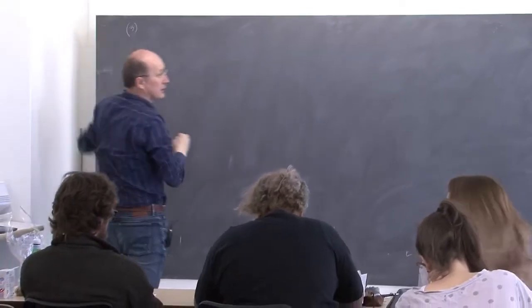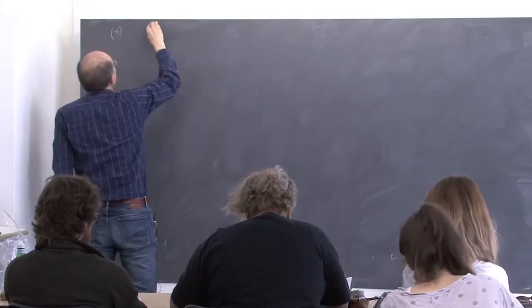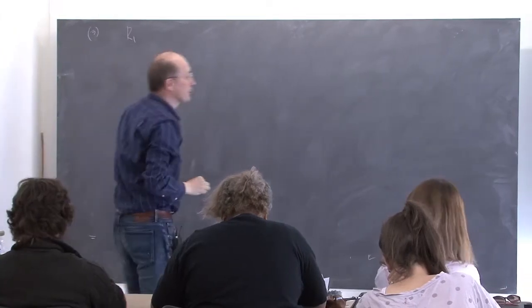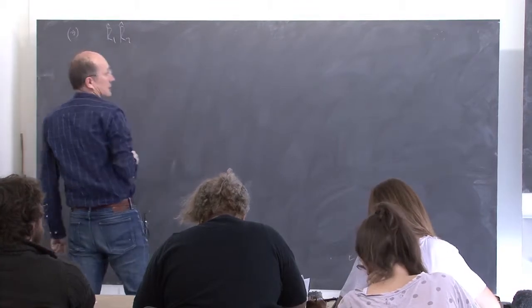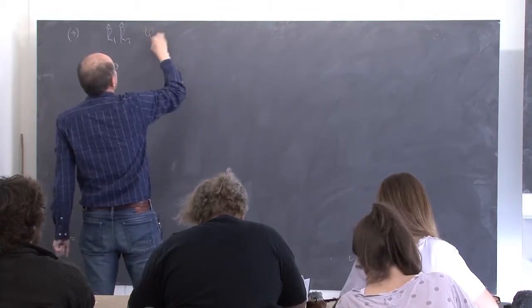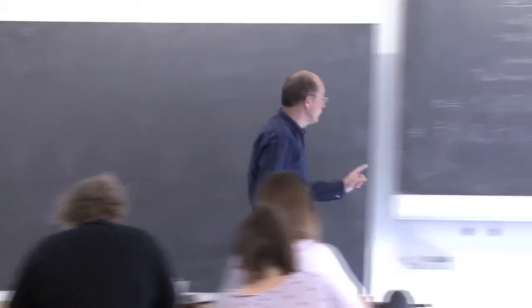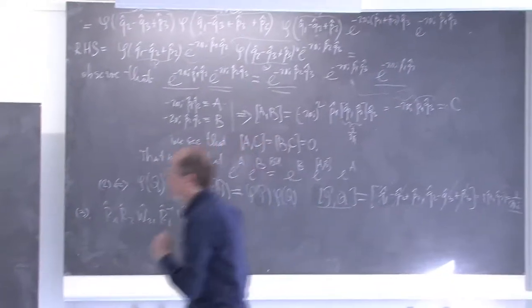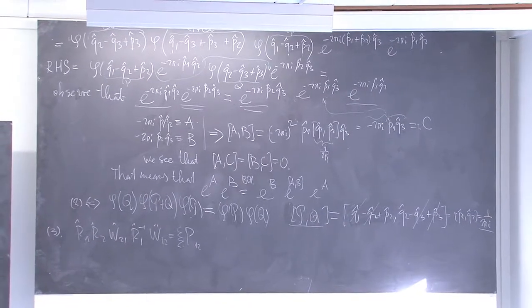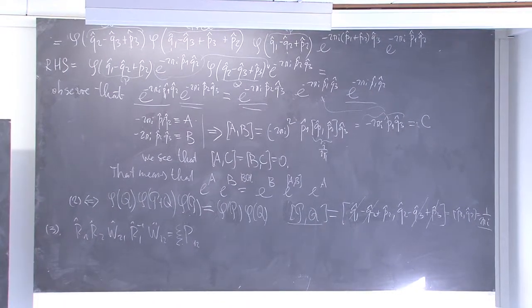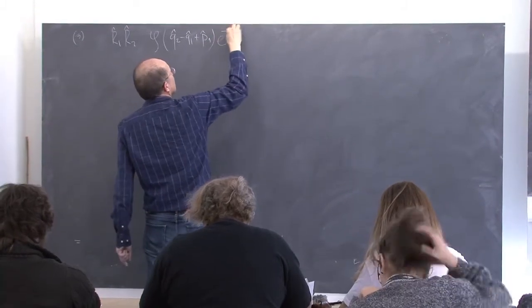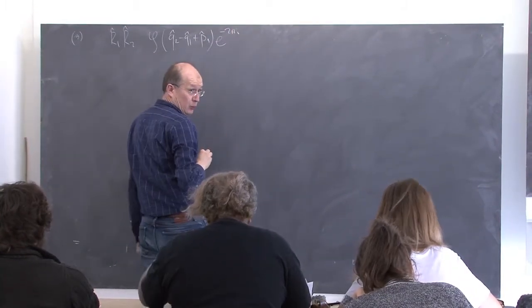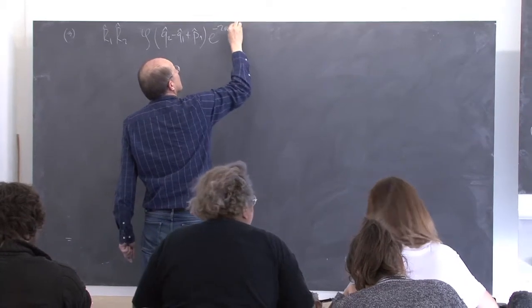So part 3. We have R1 hat, R2 hat, phi of... Now we have to write W21, which means that in the formula we have to exchange 2 and 1. So we write Q2 minus Q1 plus P1, and e to the minus 2 pi i. So we had P1 Q2, so it should be P2 Q1.